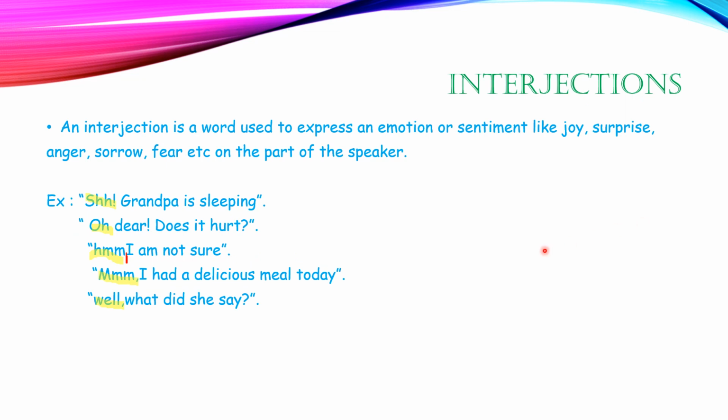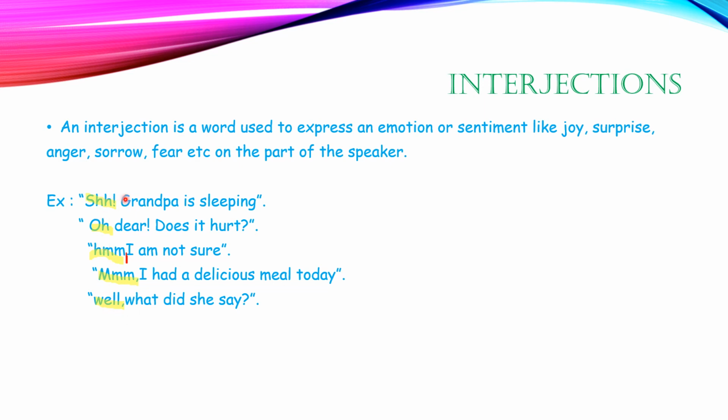Next we have interjections. These are words which are used to express an emotion or sentiment like joy, anger, surprise, fear on the part of the speaker. We are all familiar with interjections. For example, hooray, yippee. When we are excited, we say, yippee, we are going on a trip today. We are going on a holiday today. Hooray, our exams are finally finished. We can go to a movie. These are some examples for interjections.